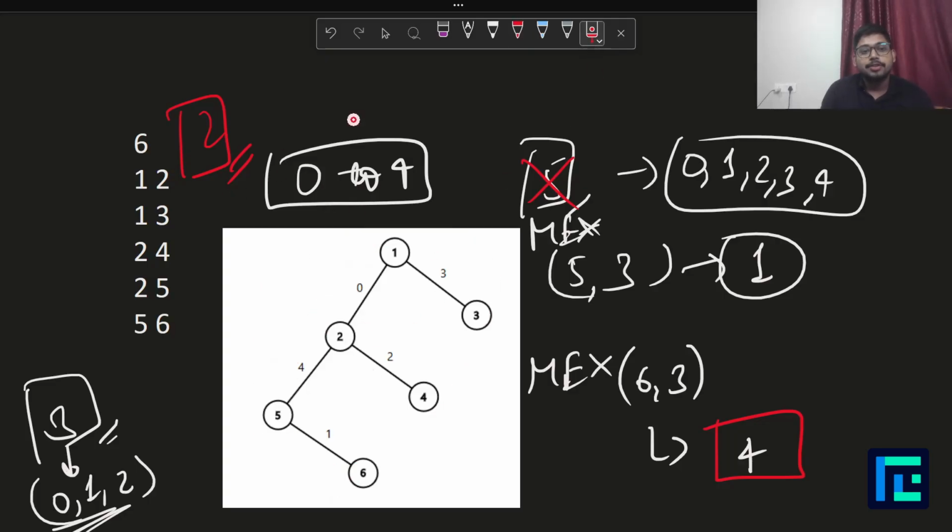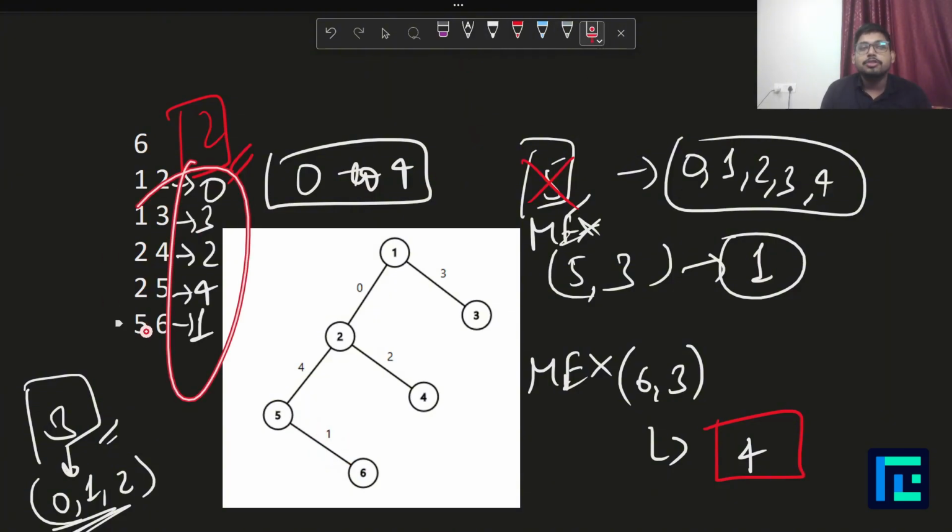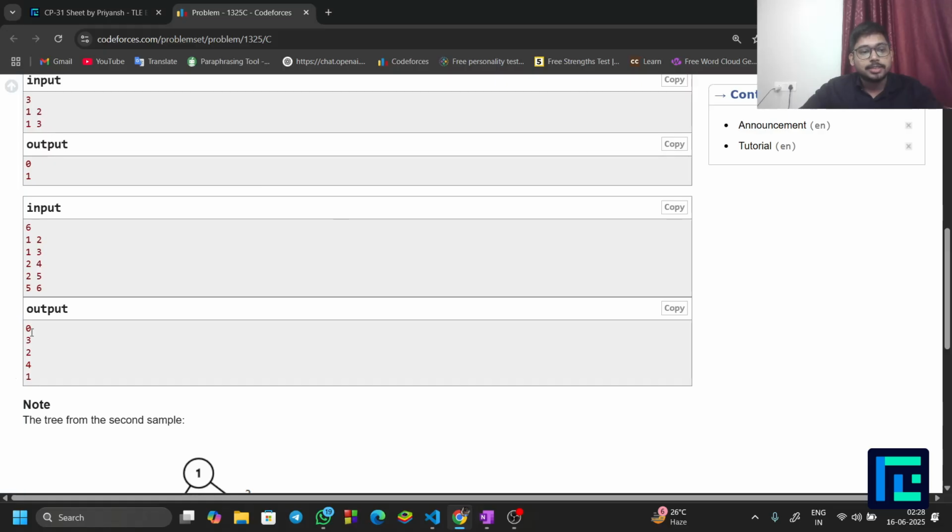So for the first edge from 1 to 2, you are assigning 0. From 1 to 3 this edge is assigned 3. From 2 to 4 this edge is assigned 2, 2 to 5 is assigned 4, and 5 to 6 this is assigned 1. So in the order of the given input, I have to answer in my output also. So 0, 3, 2, 4, 1 was my assignment.